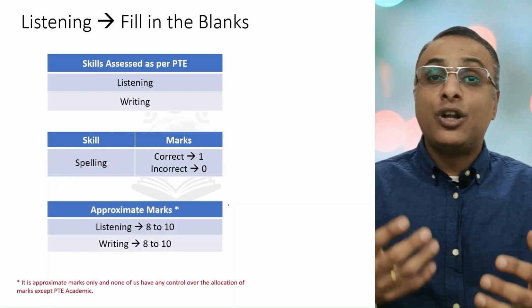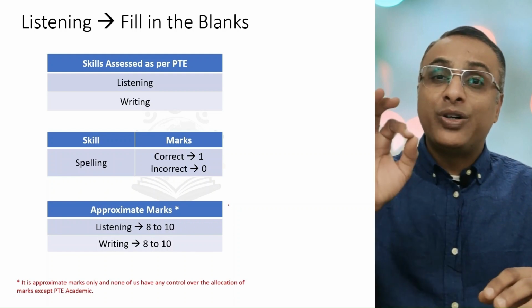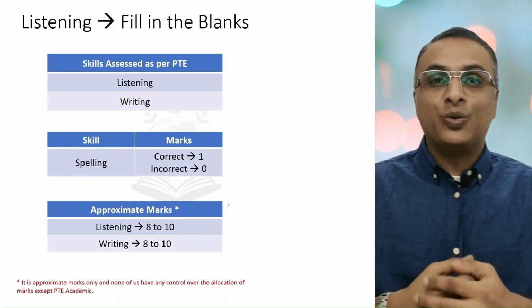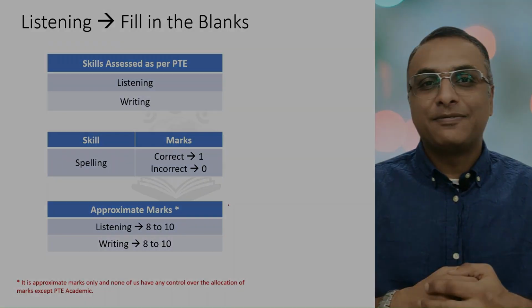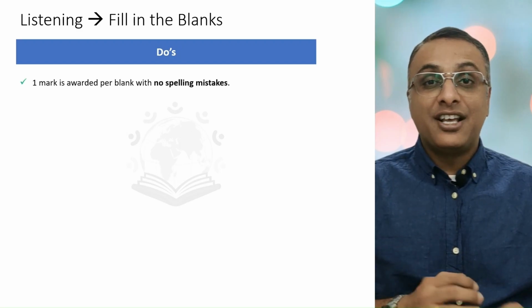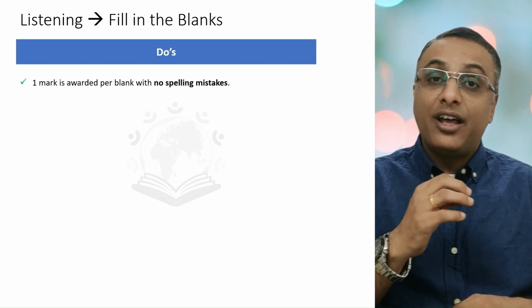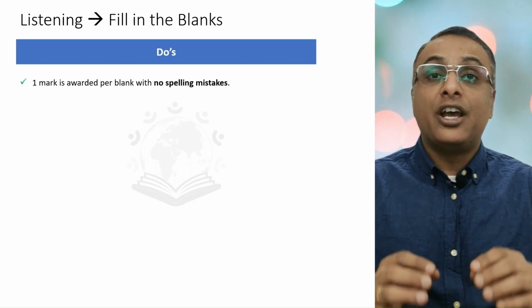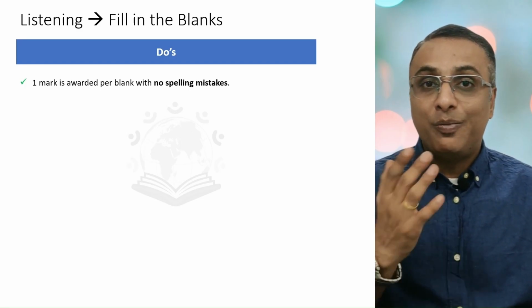Overall, you will have about 4 or 5 blanks in each question, which will result to about 8 to 10 marks for your listening module and your writing module too. So make sure to grab all those marks by typing the correct spelling. Alright folks, now let's look at the do's for your listening fill in the blanks. First and foremost, remember 1 mark is awarded per blank with no spelling mistakes. Even after identifying the correct word, you need to key in the right spelling. Only then PTE will award you marks.